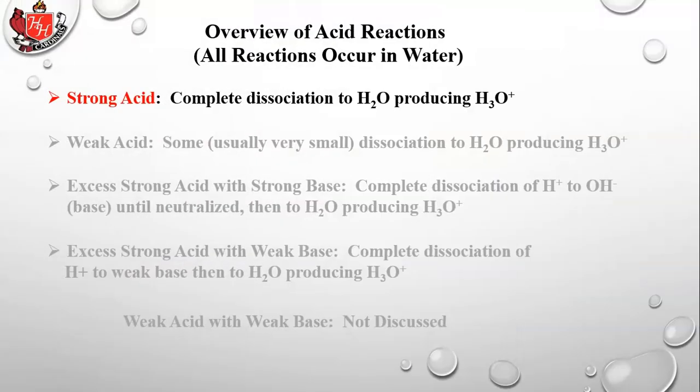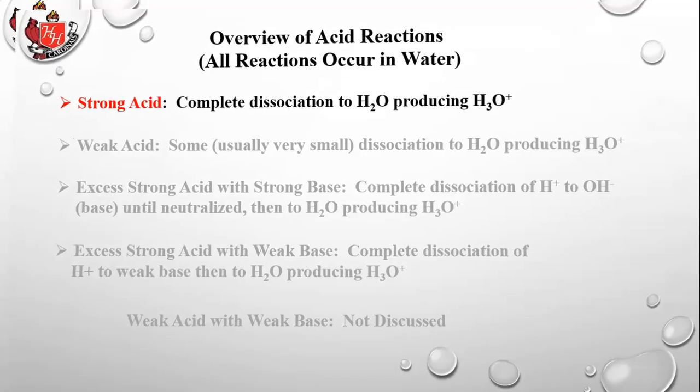Okay, so let's start with the first one, strong acid. Strong acids have complete dissociation in H2O, producing H3O+. So every strong acid molecule will turn into a hydronium ion. For that reason, if you see the molar concentration of a strong acid, such as hydrochloric acid, you know that in water it's going to produce that exact same molarity of hydronium ions. So 2.4 molar of HCl in water will produce 2.4 molar of hydronium, H3O+, ions.